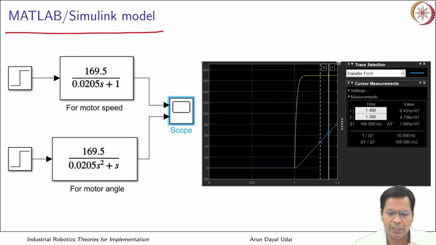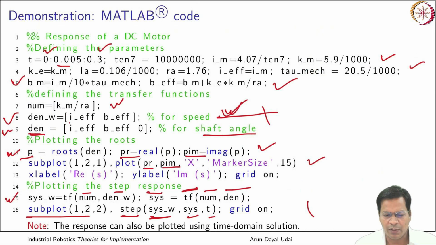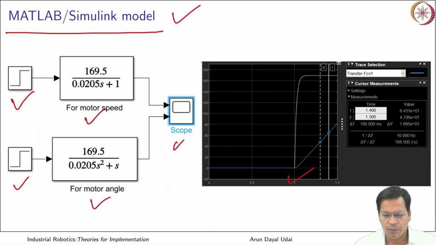Using MATLAB Simulink also, you can define your system, the motor speed and motor angle transfer functions, put in the step inputs and plot them, and you can study it this way too. Without getting into programming, you can do this. But this one is also very easily convertible to Python code. So that can be done.